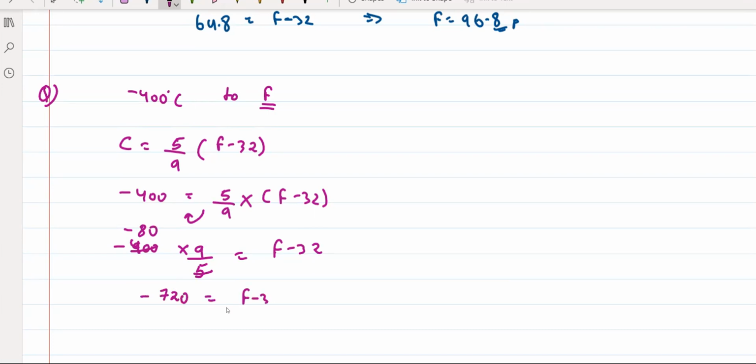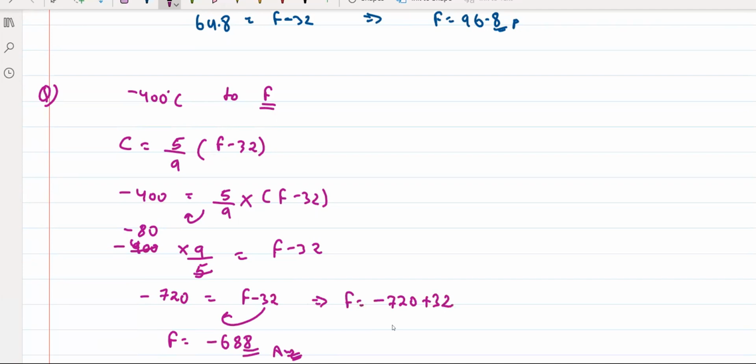The 32 will go to this side. The transpose: -720 plus 32, which is -688. So this is the correct answer. Explaining the last step again: this minus 32 will go to this side, so we will get F is equal to -720 plus 32. What about the sign?